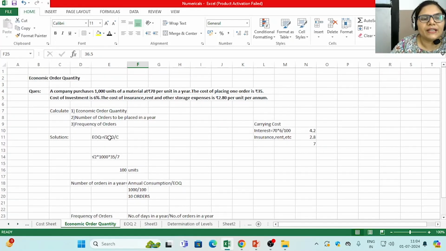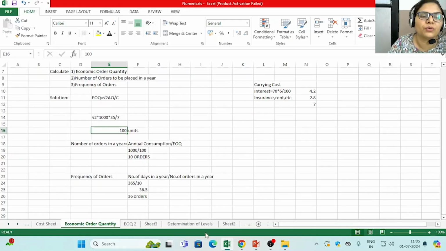So again, I repeat, annual demand is A, O is your ordering cost, and C is your carrying cost. Carrying cost is calculated with the help of the interest and insurance rate given in the question. Interest is given as 6%, which will be calculated on rupees 70 per unit in a year, which is the price of the material, which will give you the value of 4.2. Insurance rent is given as 2.80, which is already given in the question, and when we add these two values, we get rupees 7. We will put all these values in the formula and we will get 100 units as the economic order quantity.